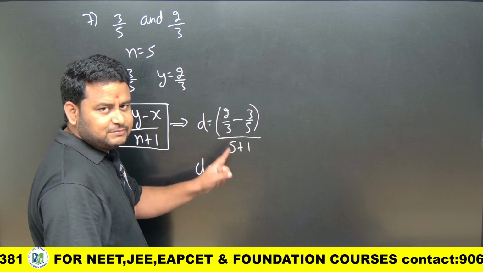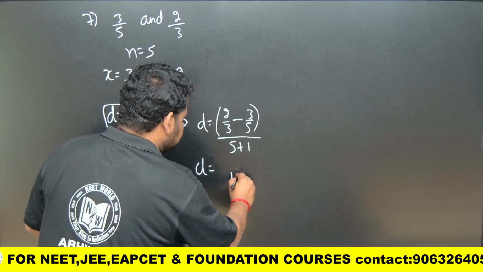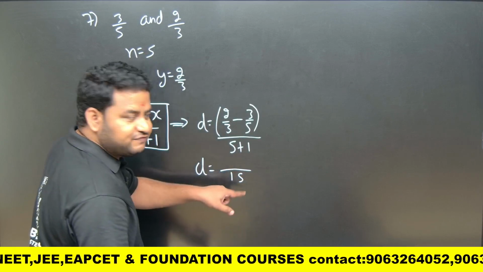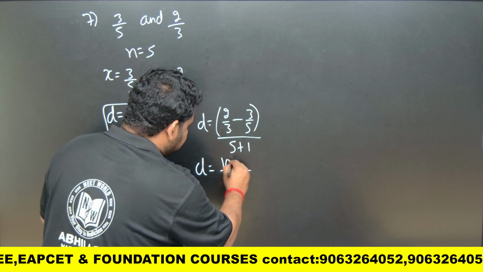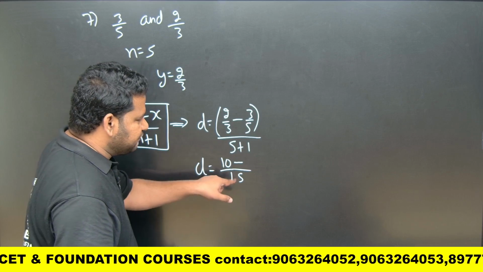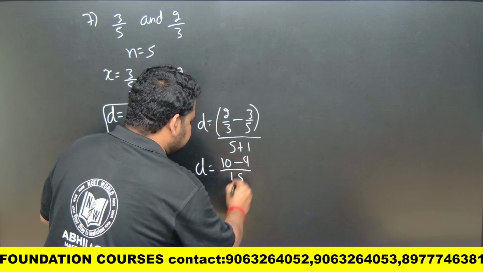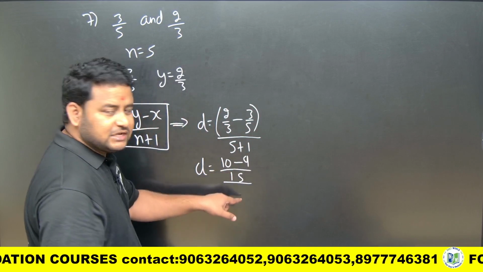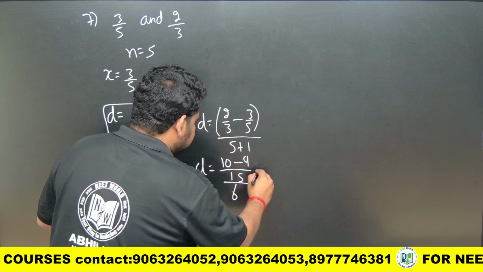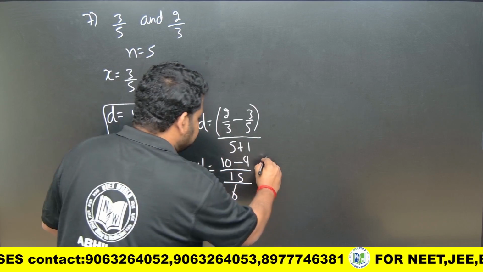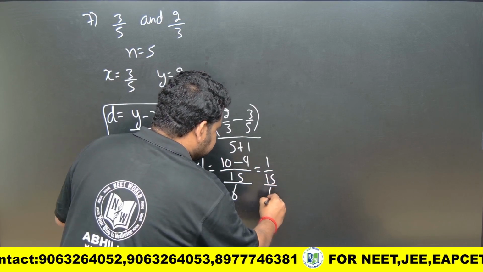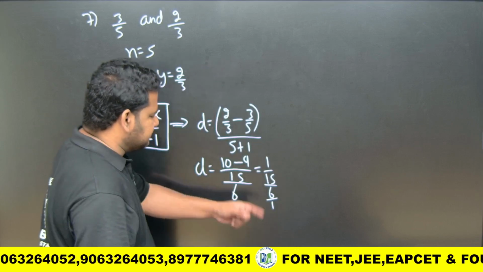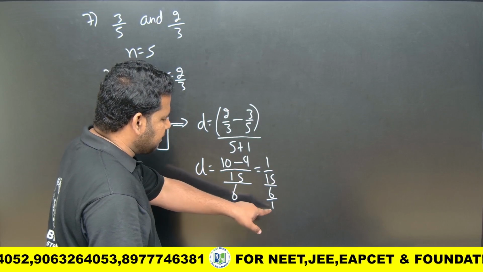5 and 3, the LCM is 15. So, 3 5s are 15, 5 2s are 10, minus 5 3s are 15, 3 3s are 9. So, 10 minus 9 by 15, divided by 5 plus 1, which is 6. 10 minus 9 is 1, so 1 by 15. This 6 can be written as 6 by 1. So, what will happen if I cross multiply?